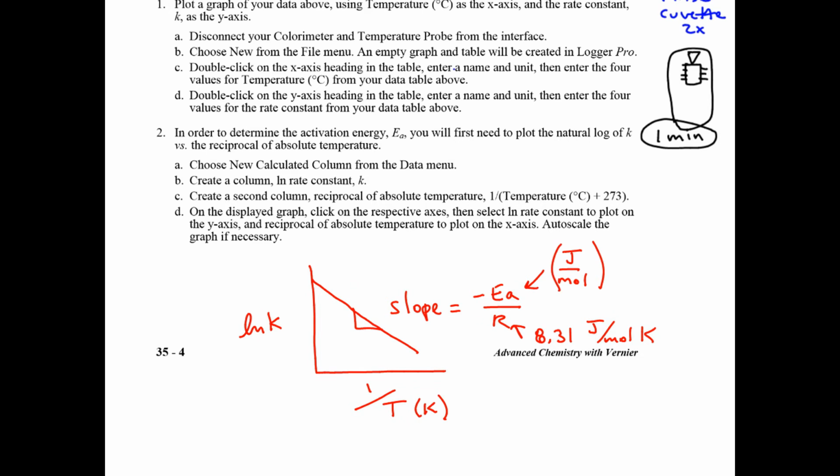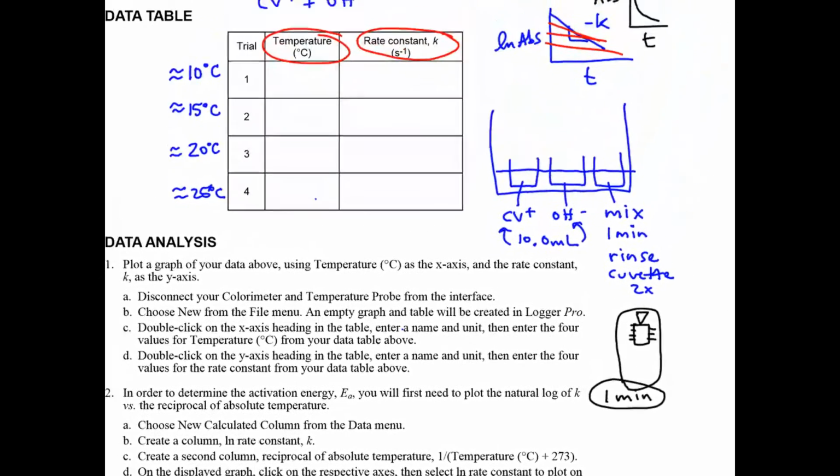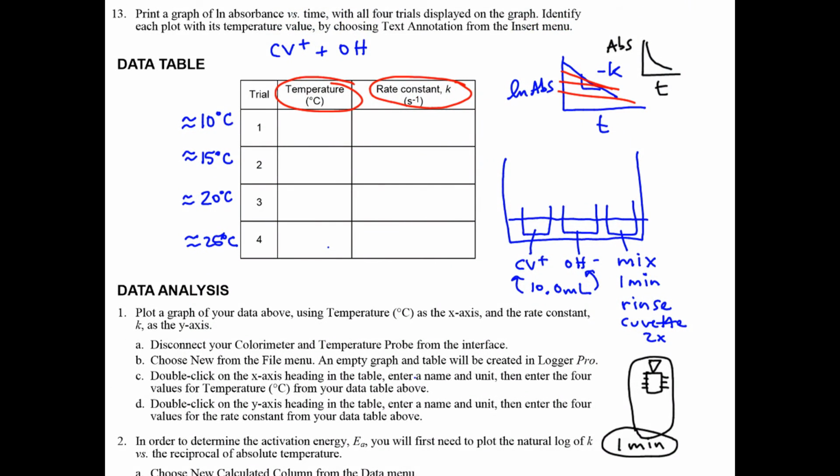Now, I want to just clarify something that may be confusing to you. You see that this relationship here is ln of k. And you see that this relationship up here is ln of absorbance. These two ln's have absolutely nothing to do with each other. This reaction between crystal violet and hydroxide, this is OH minus, by the way, happened to be first order.